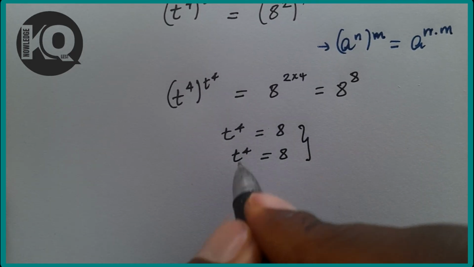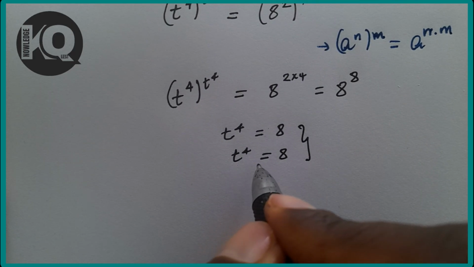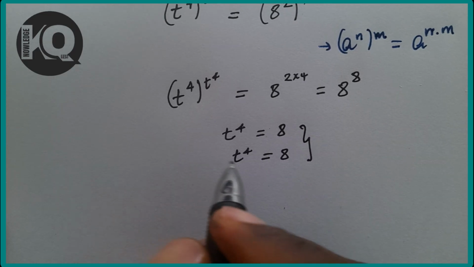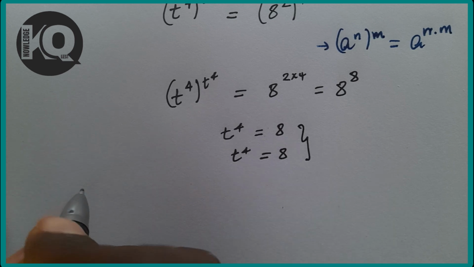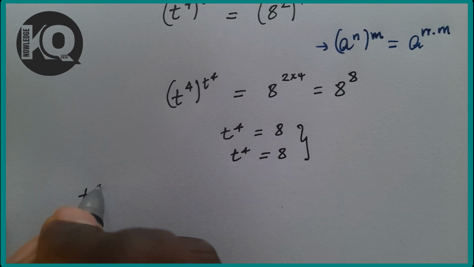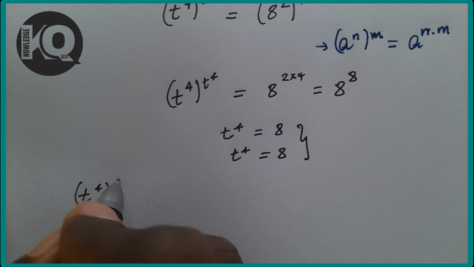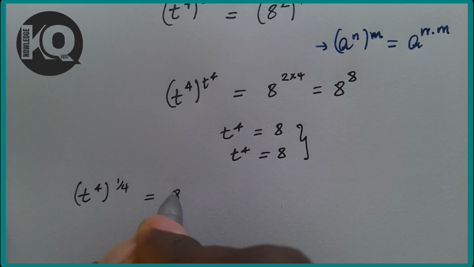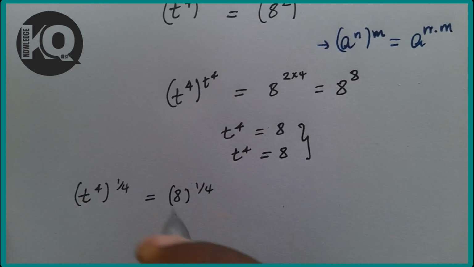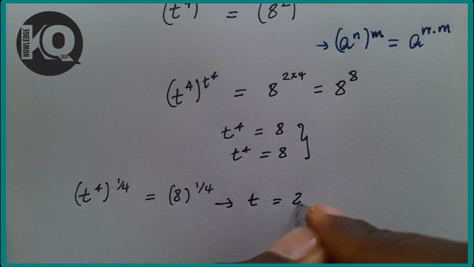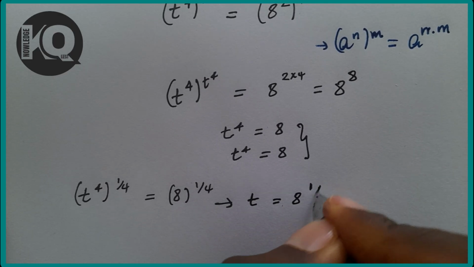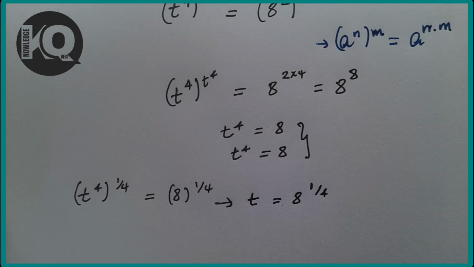So now let's find the value of t from this equation. To find the value of t, simply isolate t. In order to isolate t, we have to multiply the exponent by 1 over 4 on both sides of the equation. So this implies that t is equal to 8 power of 1 over 4.